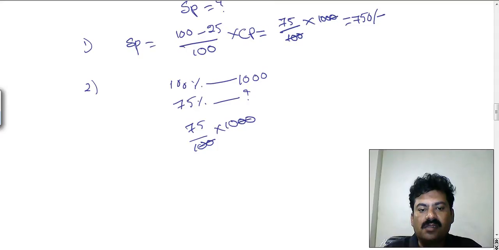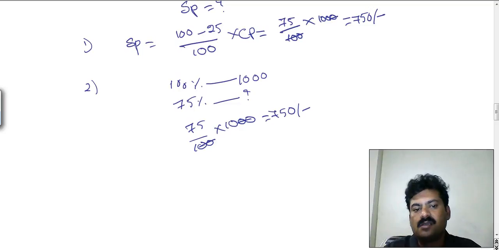Now in this case, simply 750 is the answer. Okay. Initially we have taken 100% amount, that is the cost price. Our selling price is 75% amount of the cost price, that is equivalent to 750. In both these problems, we have gone for the cost price and gain percentage or loss percentage. We should be able to find out selling price.